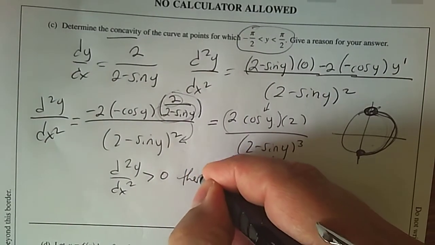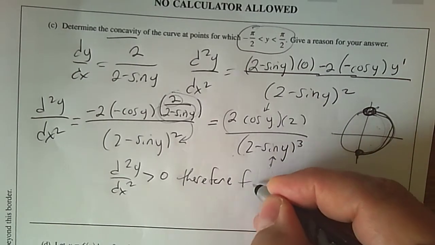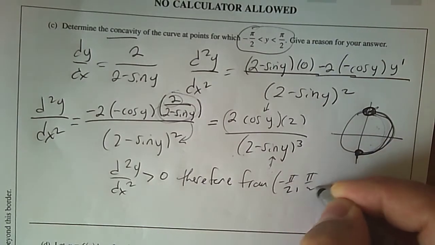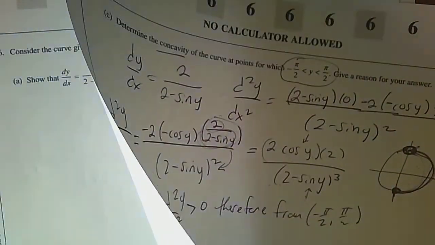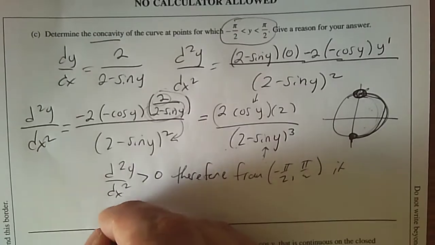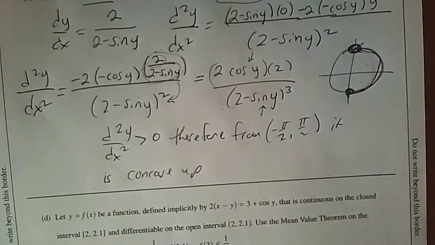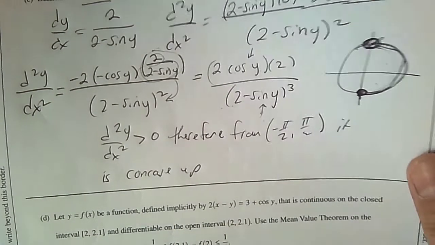So therefore, from negative pi over 2 to positive pi over 2, how's it defined? It is concave up because the second derivative is always positive. All right, part D.